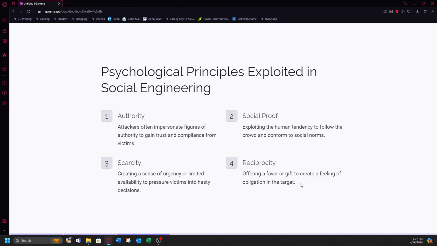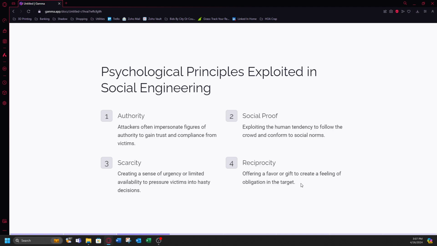The psychological principles exploited in social engineering: authority. Attackers often impersonate figures of authority to gain trust and compliance from the victims. One popular use of this is the Social Security scam, where someone calls you and says, hey, we're from the Social Security Administration. We need you to verify your Social Security number and some other information. That's a problem, right? They're not a legitimate agency, and that's not what usually happens on the phone anyway. These government entities have put out notice after notice saying that they're not going to call you and talk to you about this.